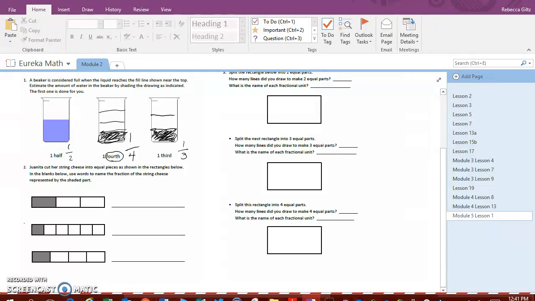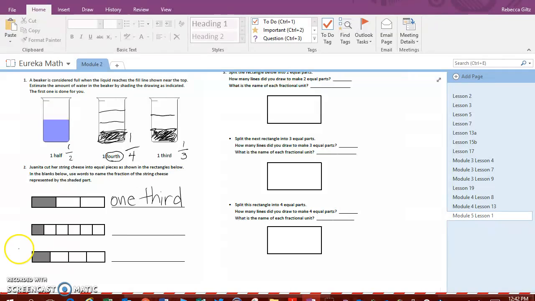So if you look at it, think to yourself, how many sections are shaded? 1, right? So our fraction is going to start with the word one. And how many pieces do we have in total? 1, 2, 3. So this fractional piece is called one third. We don't call it one three. The 3 becomes the word third, like 3rd grade. It means grade 3.